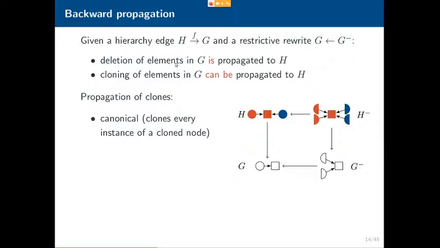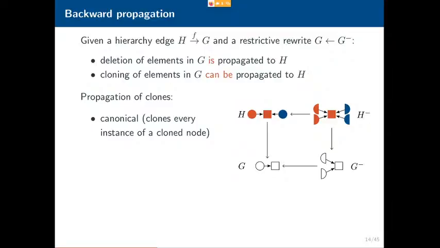So backward propagation is defined given a hierarchy from H to G, as in the previous example, and the restrictive rewrite of G. So rewrite that performs removal and cloning of graph elements. So if we remove elements in G, we propagate these changes to H. So the removal of types induces the removal of all the instances of these types in H, because graph H was typed in graph G.